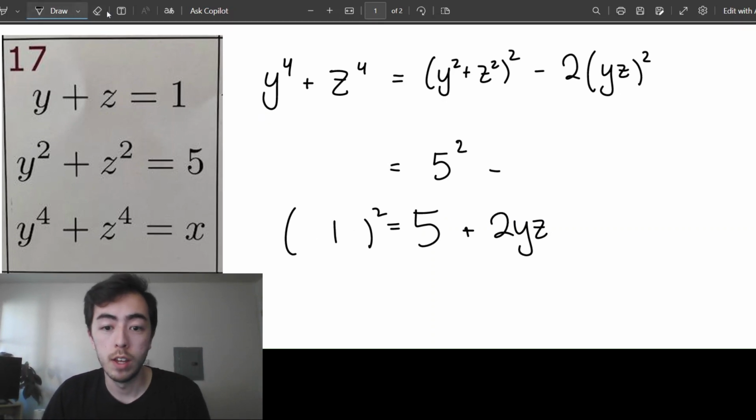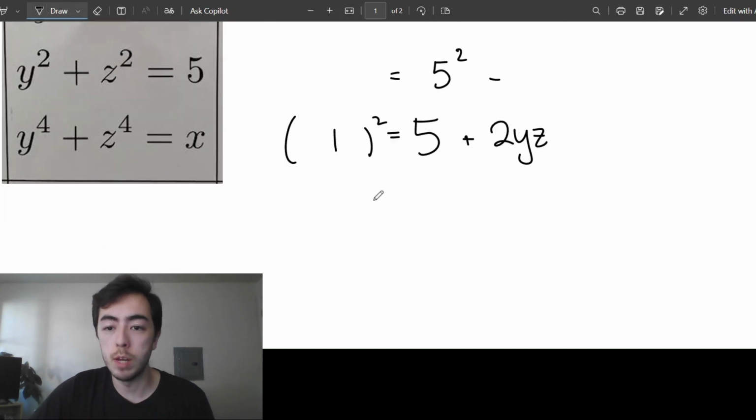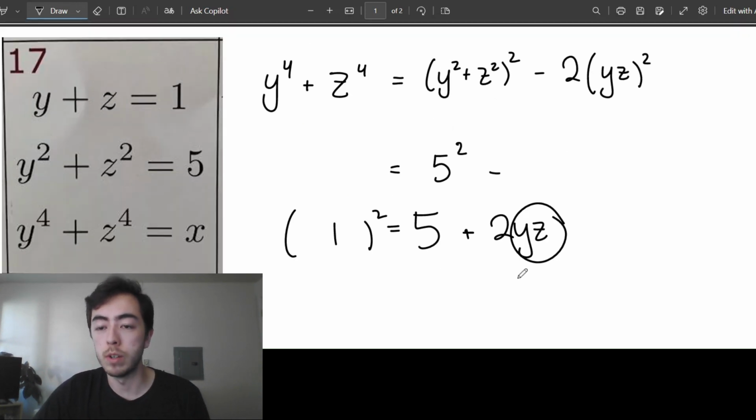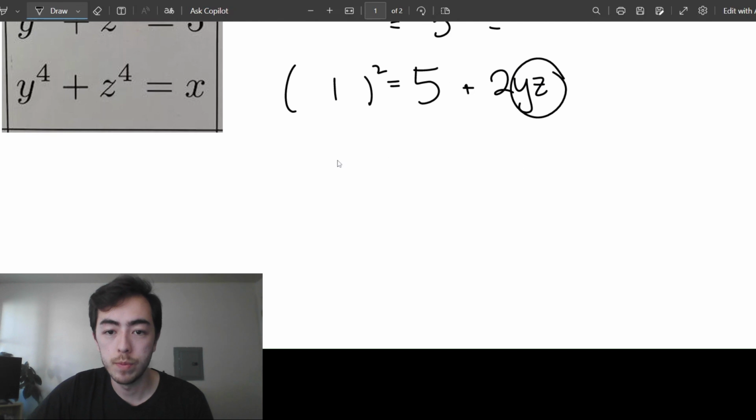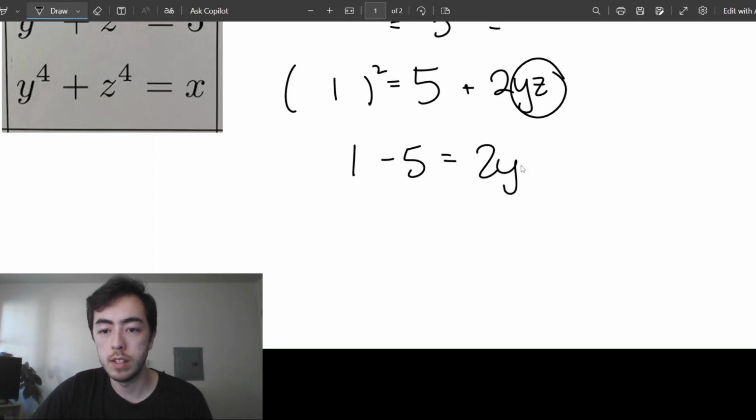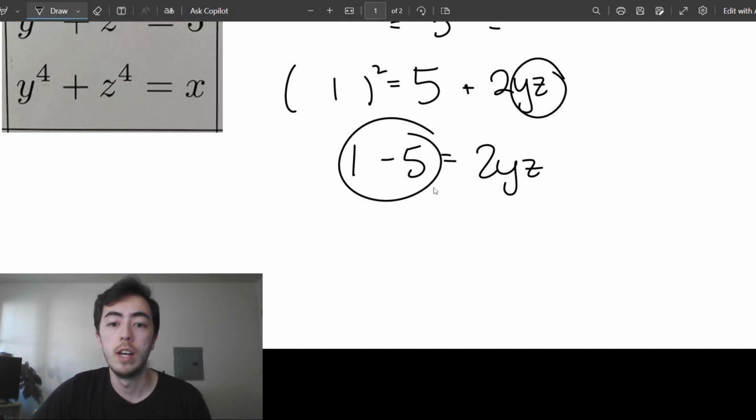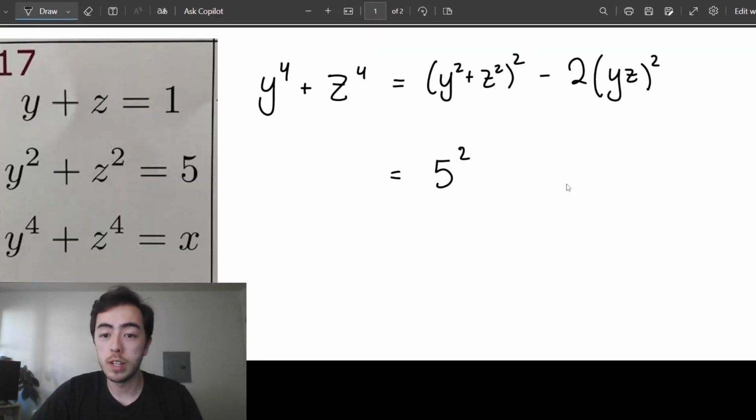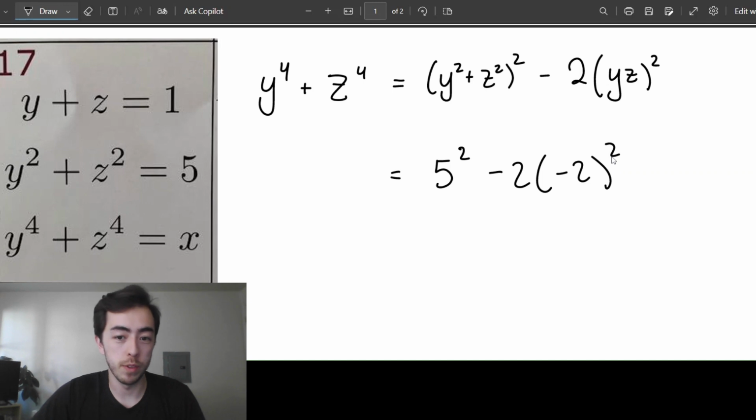There we go. So if we do some algebra steps and isolate yz, then we're going to get a number for that. Looks like 1 squared is just 1. Then you subtract the 5 from both sides. That's going to get us a negative 4. And so ultimately, once we divide both sides by that 2, we're going to get negative 2 is equal to yz.